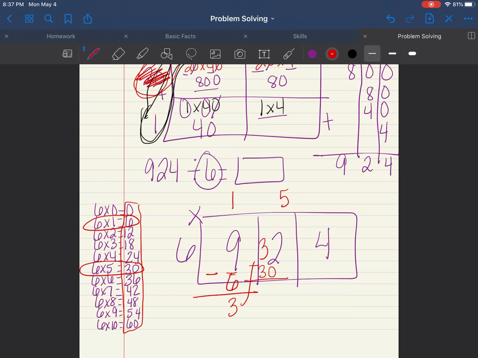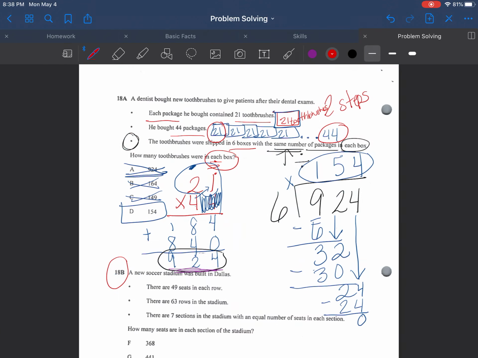I do not have 32, but I have 30. So I'm going to do 6 times 5 equals 30. Subtract. 32 minus 30 equals 2. So now I'm going to bring up, and I have 24. We actually do have a 24. So I'm going to say 6 times 4 equals 24. 24 minus 24 equals 0.